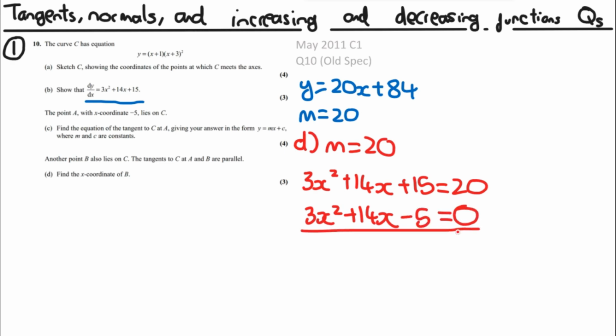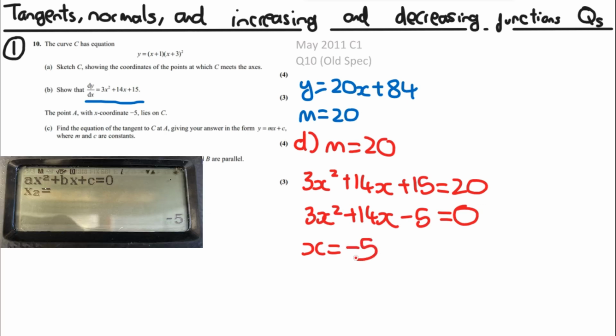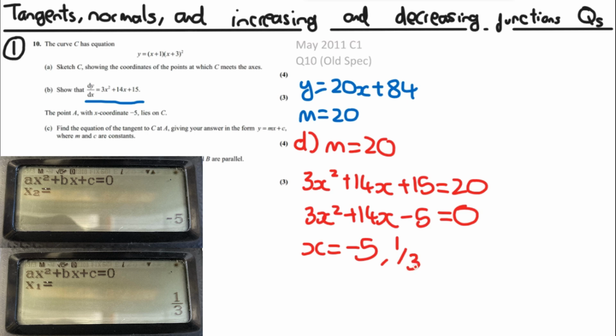We have a quadratic equation that we can solve, and I'm going to do it by putting it into the calculator. If you don't know how to do that, go back to solving quadratic equations in chapter 2, part 1, the very first video in that set of videos. And if you do that, x is equal to -5, which is a good sign because we know that is the gradient of this tangent, and the other coordinate is 1/3.